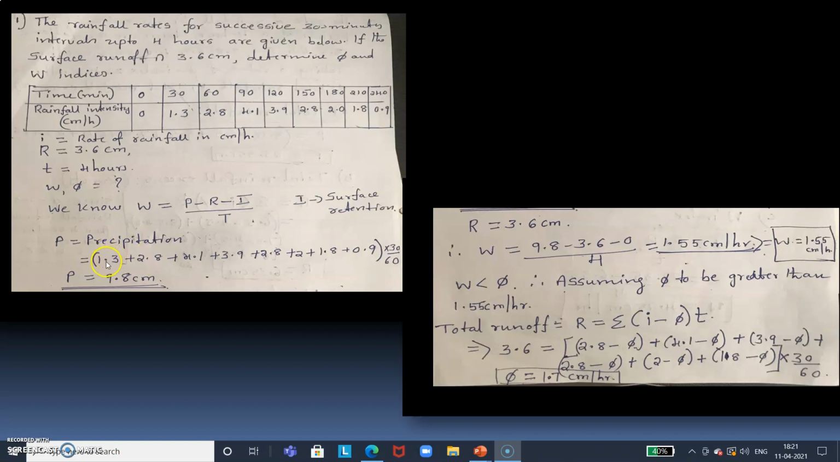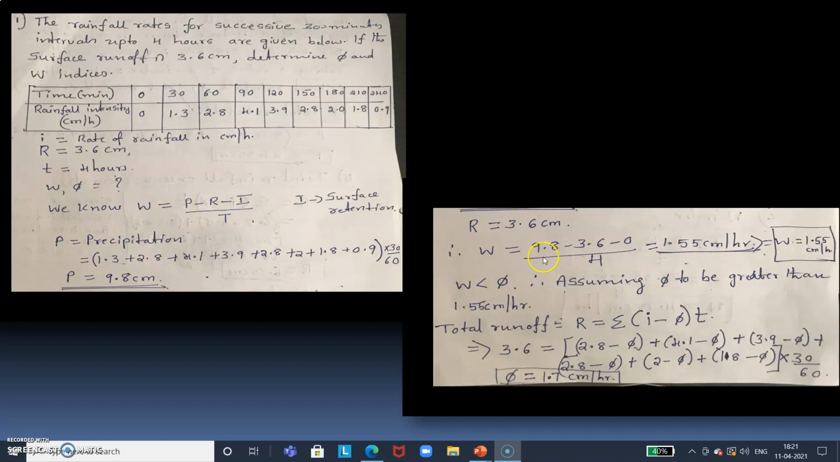While this is in centimeter per hour, it is multiplied by hour, so that per hour gets cancelled. The remaining is 9.8 centimeter. So we now know P. We have R, which is given as 3.6 centimeter, and I is equal to 0. So substitute in this equation.